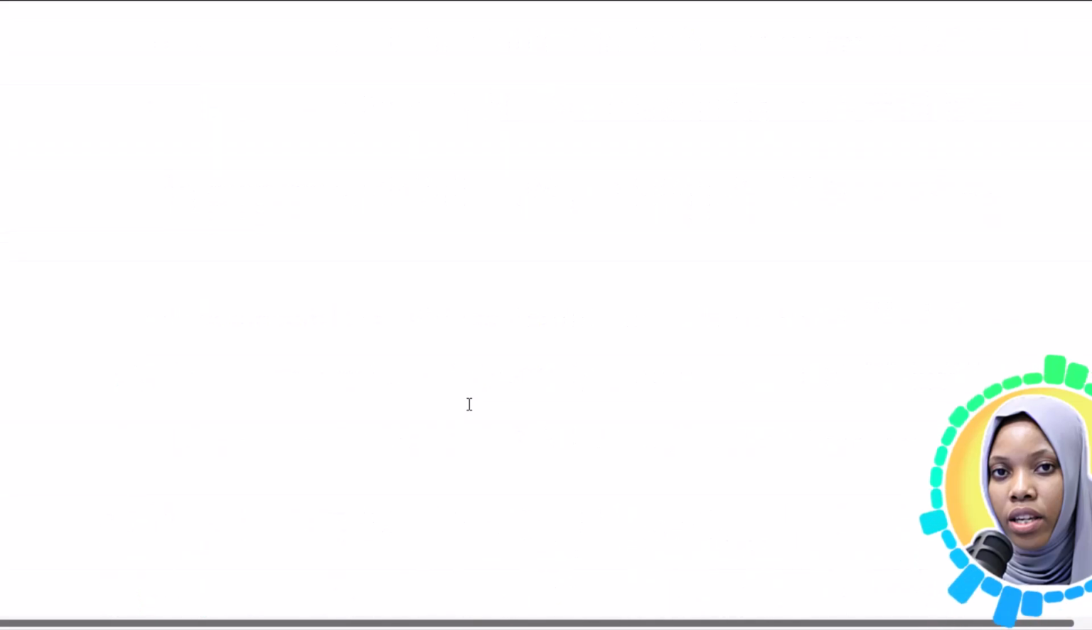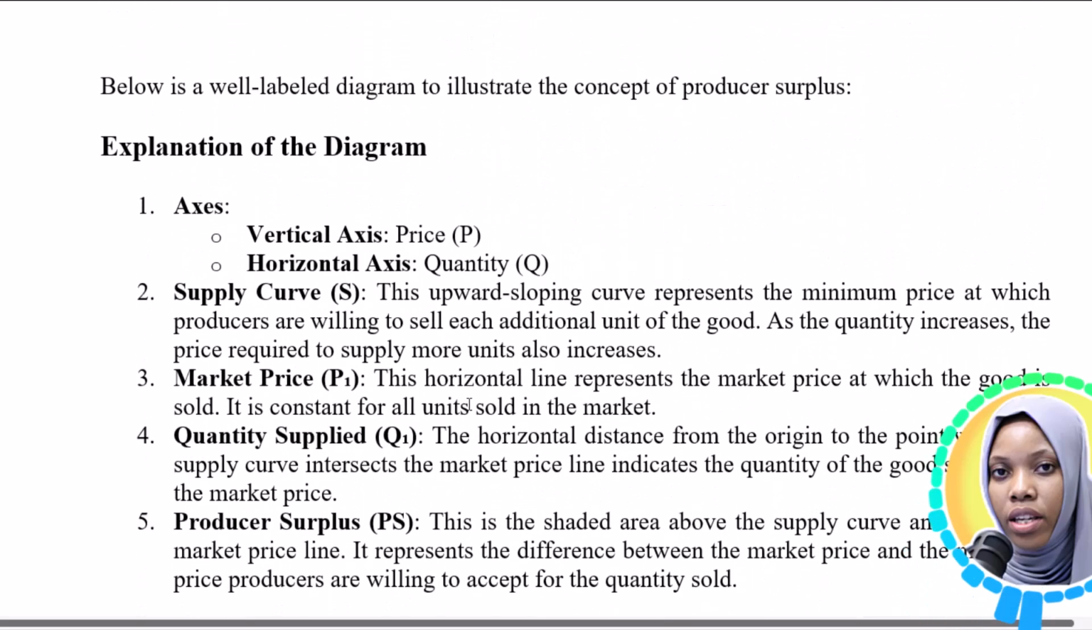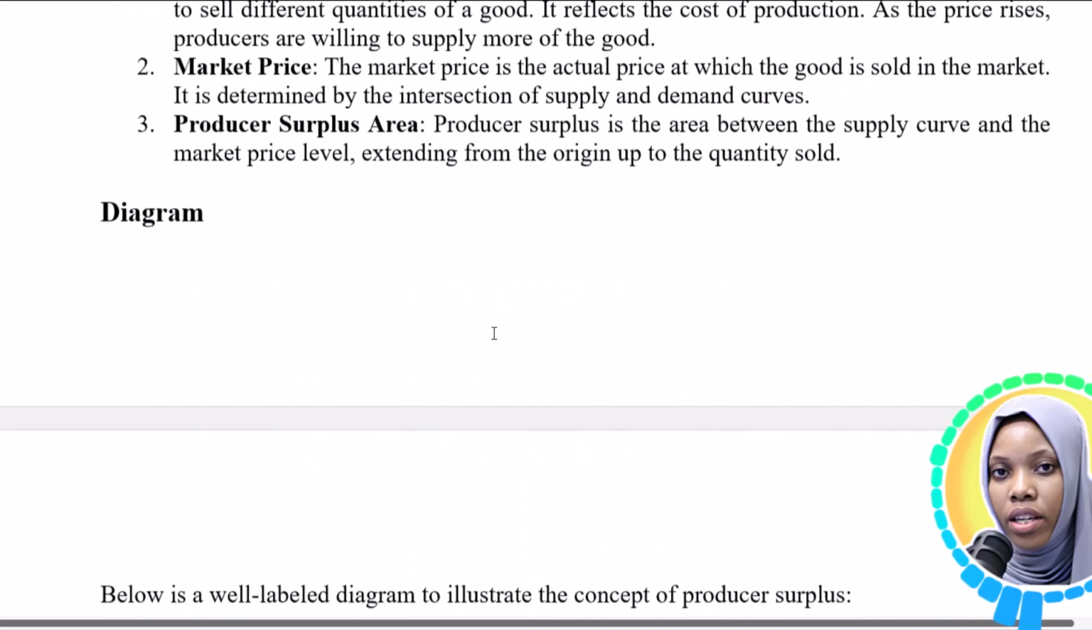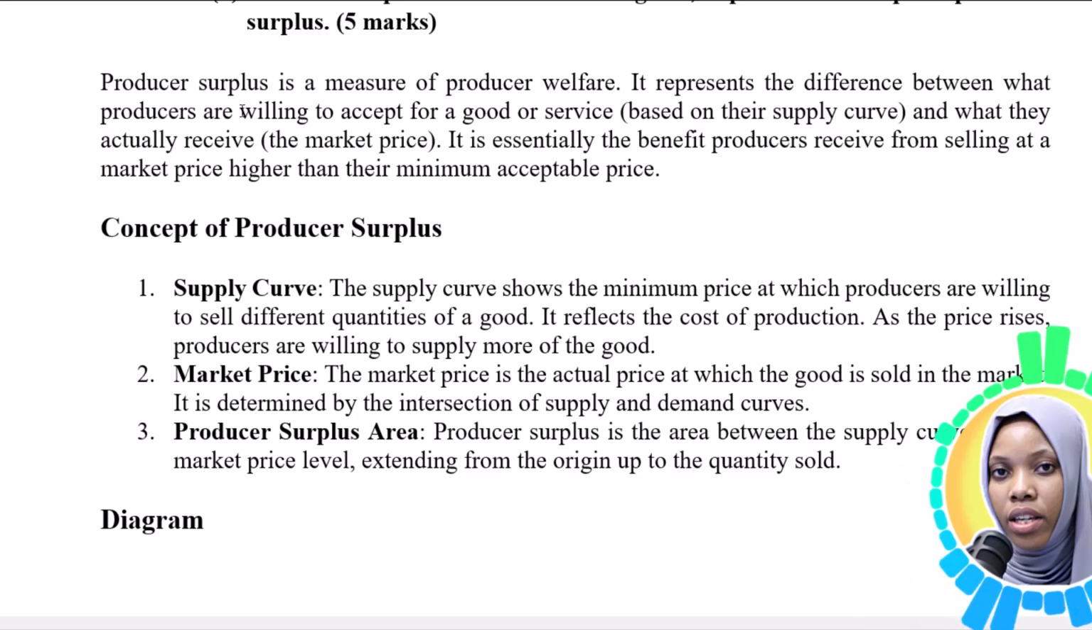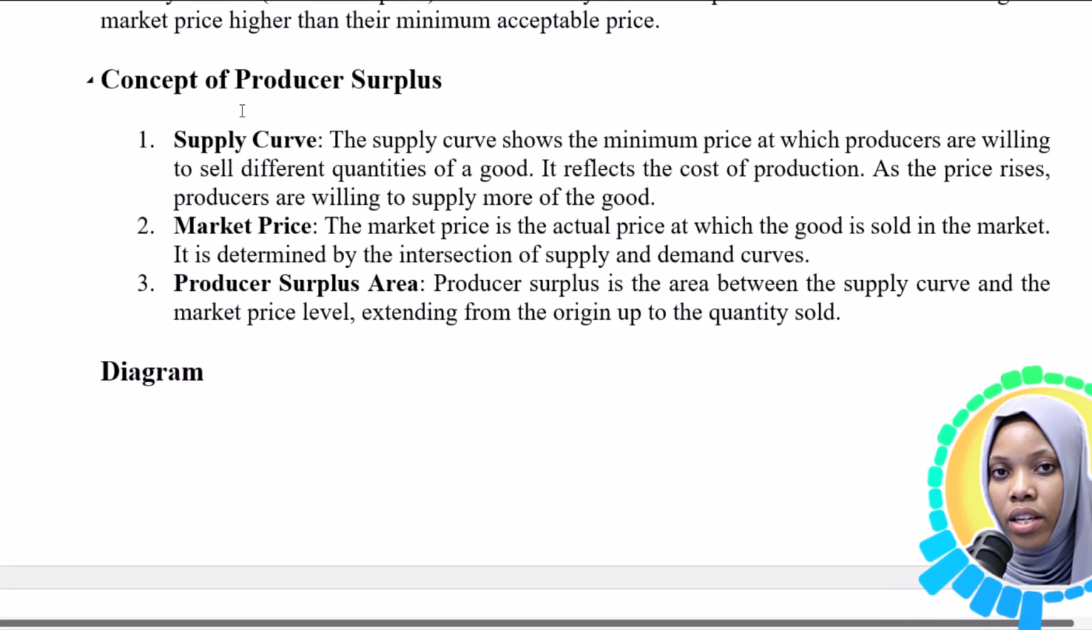Let's define what producer surplus is first. Producer surplus is a measure of producer welfare. It represents the difference between what the producers are willing to accept for a good or service and what they actually receive. It is essentially the benefit producers receive from selling at a market price higher than their minimum acceptable price. That is the producer surplus.